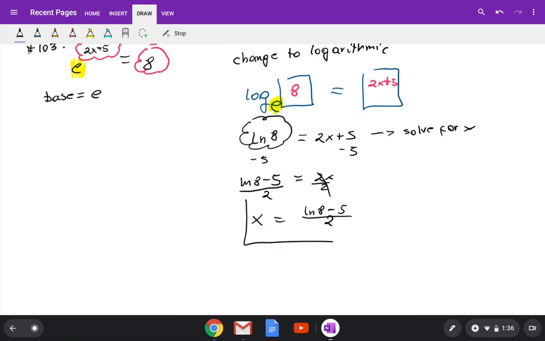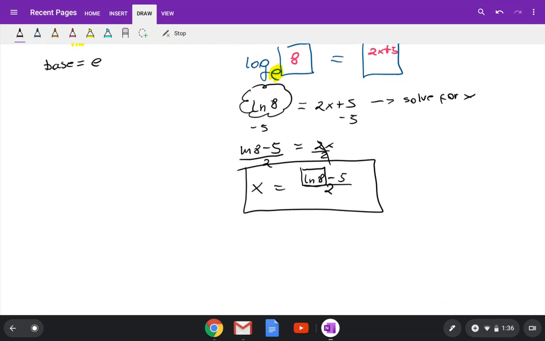The final answer. Don't do anything with the calculator unless they ask you to do it. So this is ln of 8 minus 5 over 2. Again, that's ln and 8. This is one real number. You cannot separate them. They go together. So just remember that.